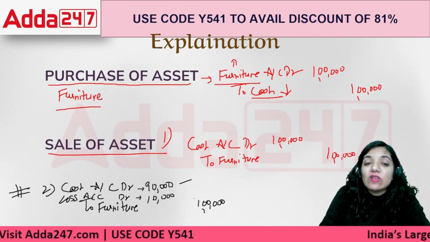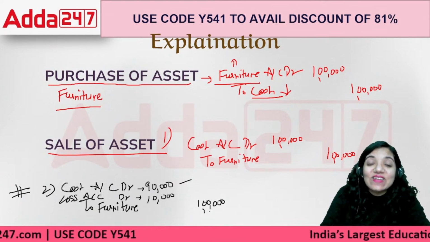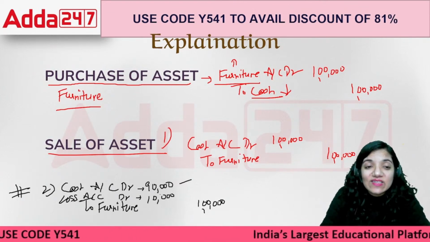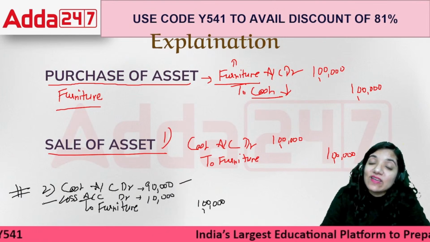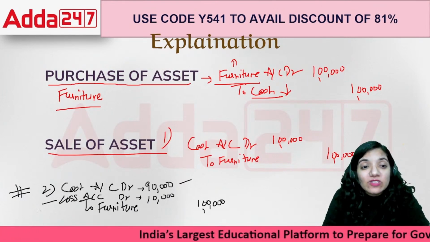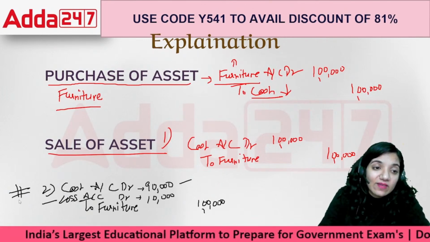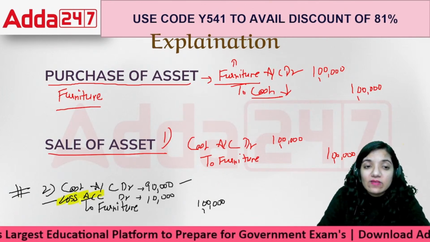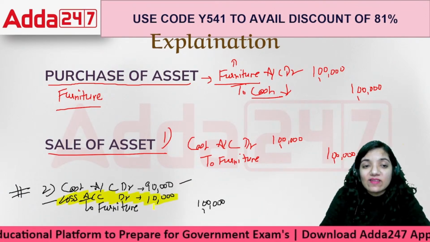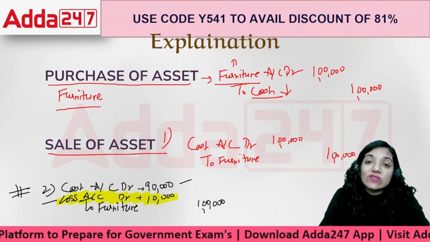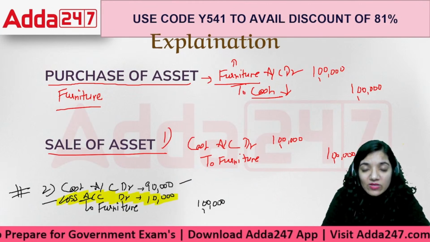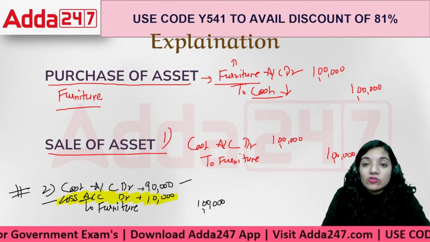The furniture that we lost was of rupees 1 lakh. So the journal entry would simply state that losses are on the debit side, and if there would be a profit, it would be on the credit side, which is the balancing figure here. The balancing figure is noted here, right? So this is the balancing figure which we'll be noting down in order to record the journal entry.